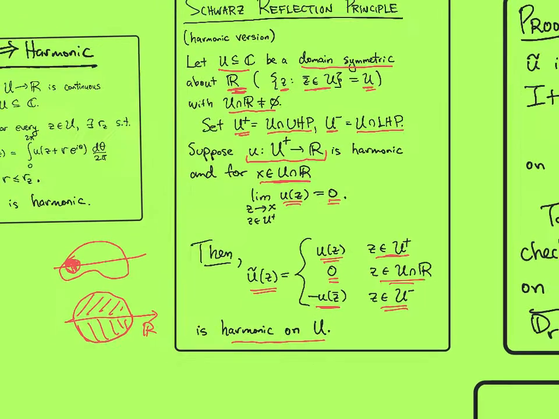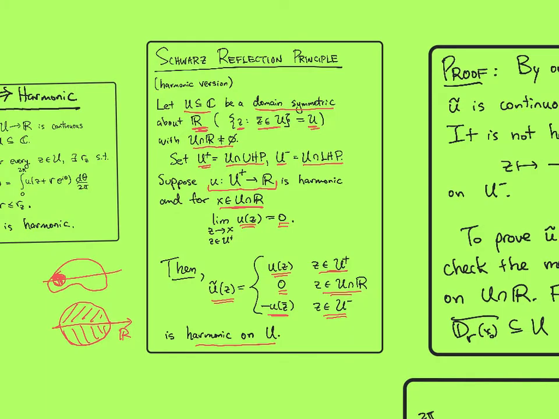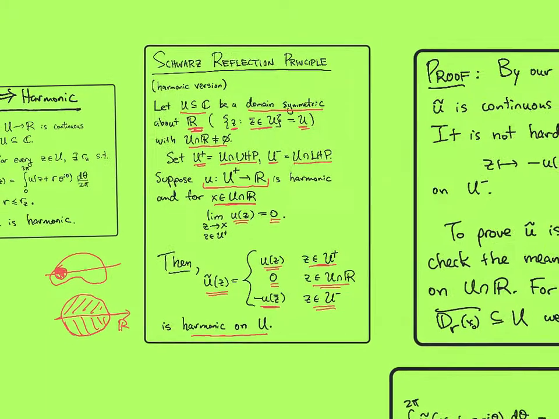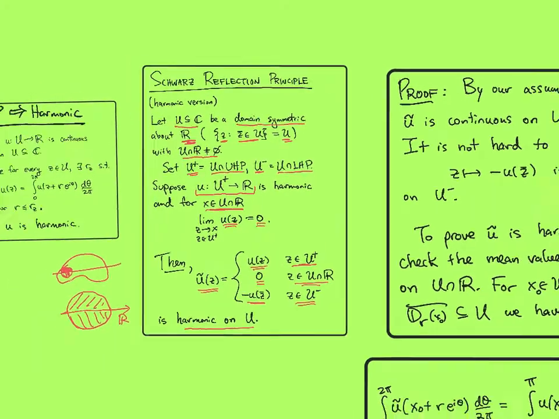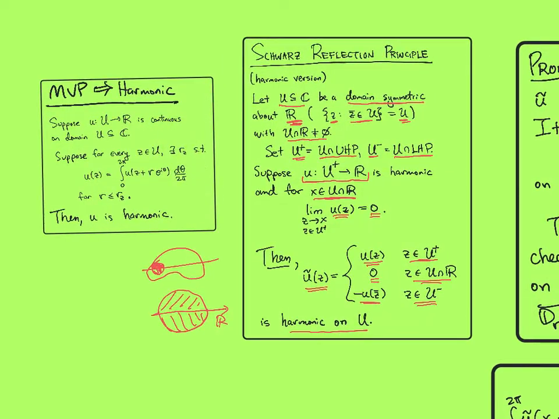So, as I said, this is an application of the mean value property characterization of harmonic functions. So here was the mean value property again that we already proved. If we have a continuous function on a domain, and if at every point it satisfies the mean value property, meaning it equals its average around small circles around that point, then U is actually harmonic.